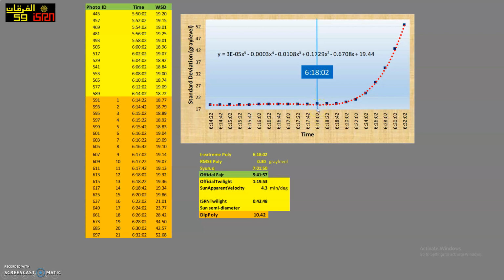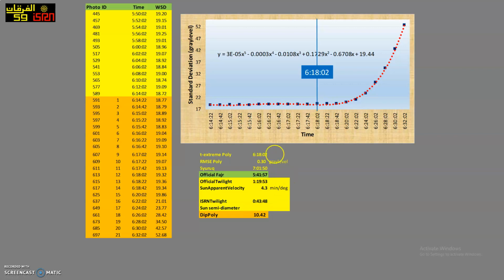From the mathematical model, we can estimate the extreme point of the polynomial at 6 hours, 18 minutes, and 2 seconds. Mathematically, it is precisely the instant when the real fajr is present on February 5, 2020, in Medina. At that point, the sun was at its depression angle of minus 10.42 degrees, a lot less deep than the official depth of minus 18.5 degrees.